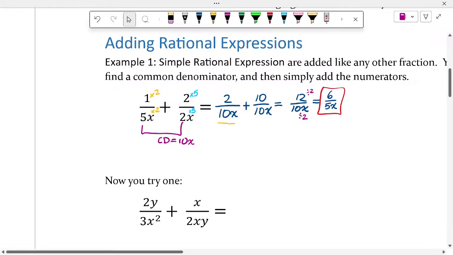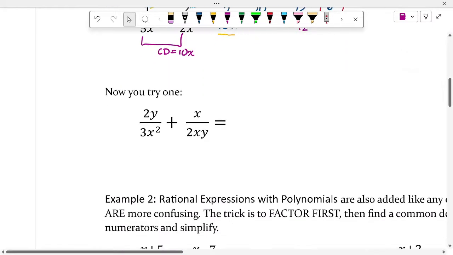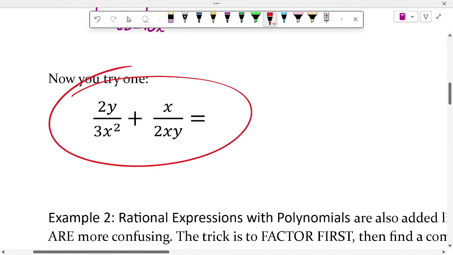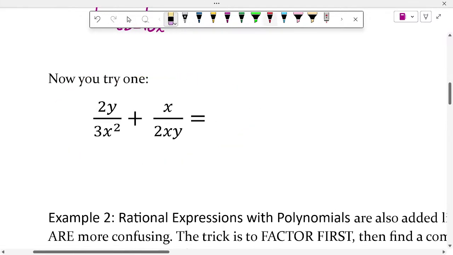Anyway. All right. Now you try one. You got 2.5 minutes. Get this one done. Only 2.5. I'm gonna spend triple that trying to figure out what I'm looking at. What is the common denominator? Maybe we'll do that part together.